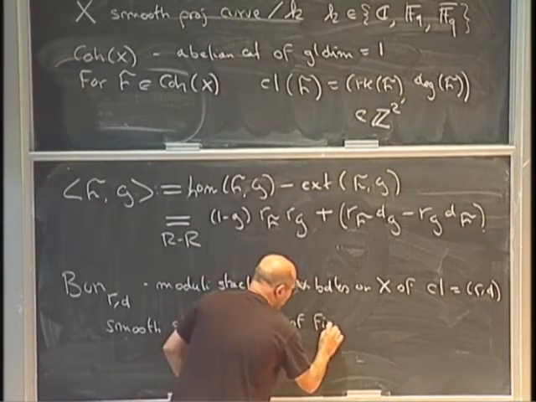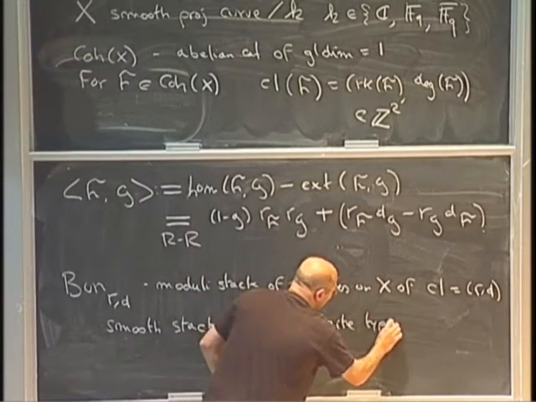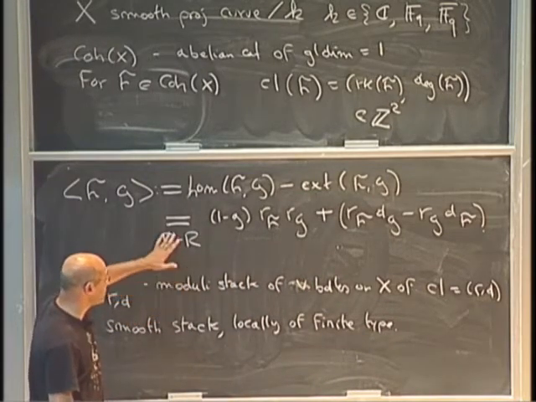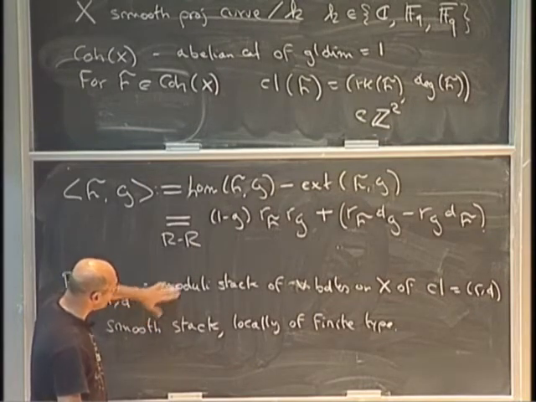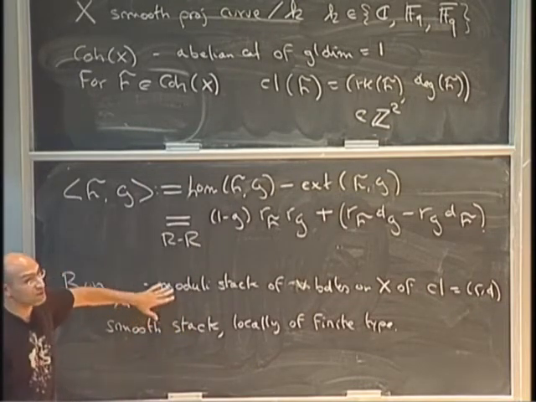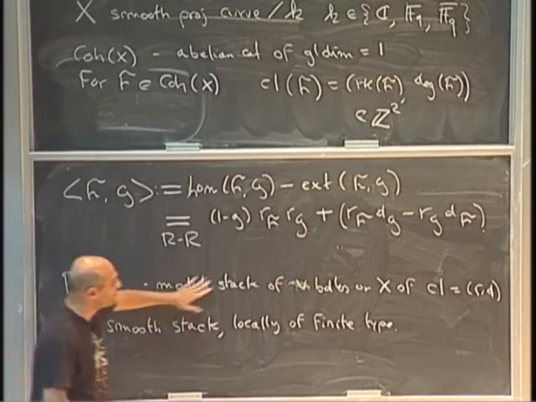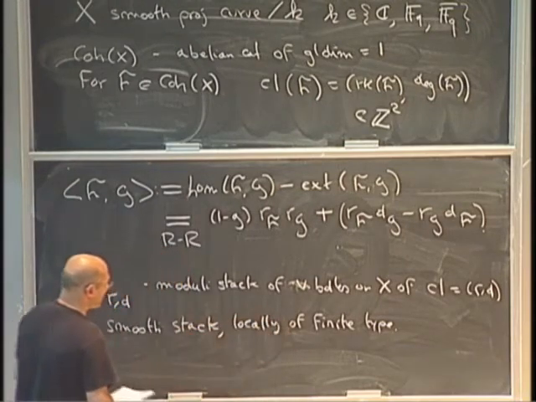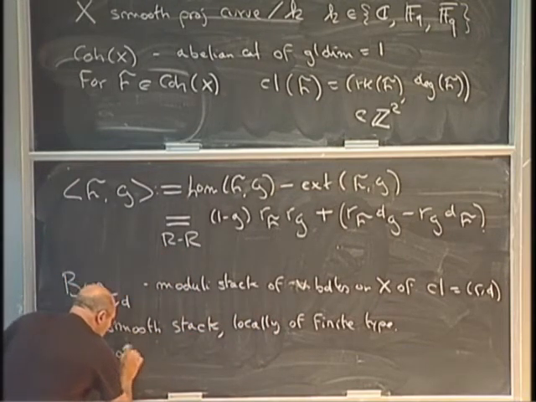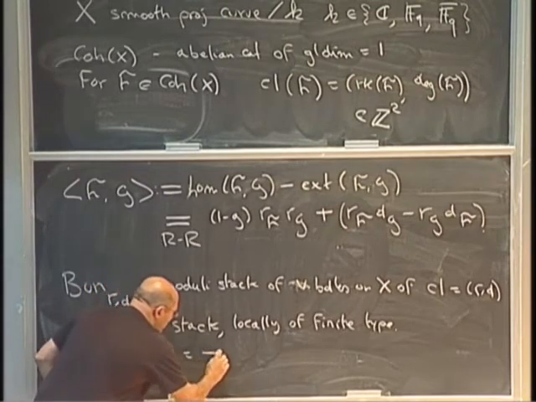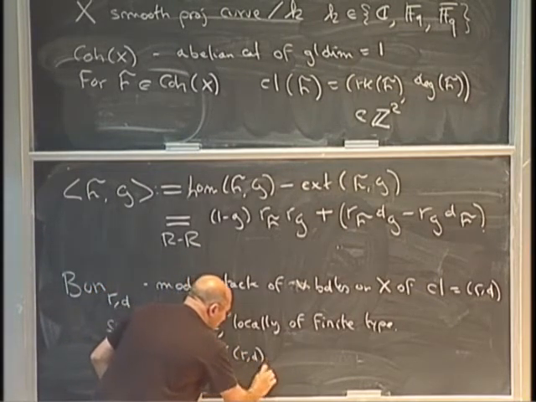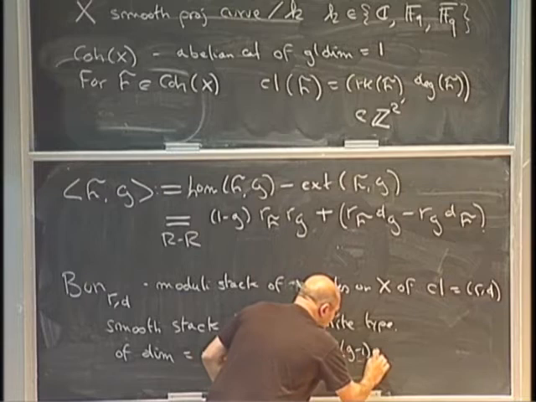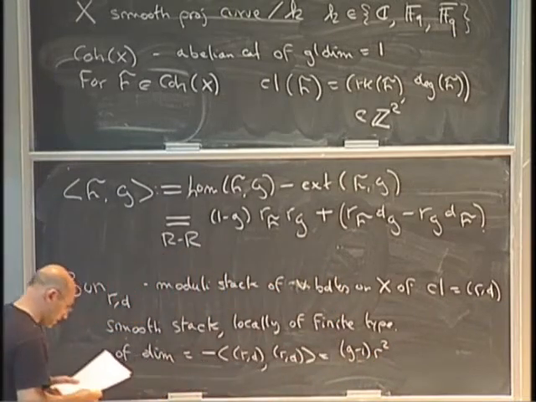Locally of finite type, which means that morally, this can be covered by open substacks. And these open substacks have a nice property, that they are stacks of finite type, and even better, they're a quotient of smooth algebraic varieties of finite type by some reductive group. So we can approximate it by quotients of this type. And this is connected and of dimension equal to minus the Euler form. This is a general fact. And in this case, it is (g minus 1) r squared.